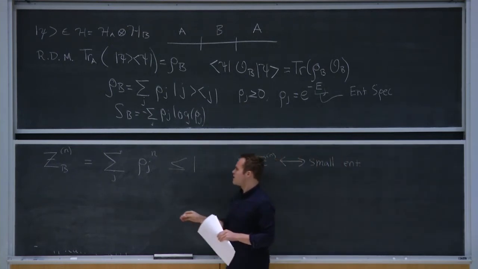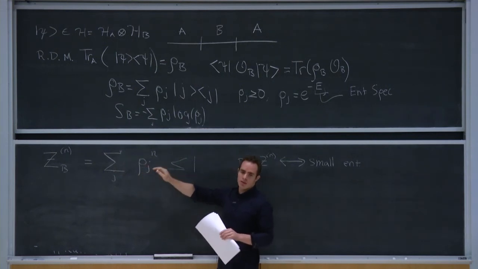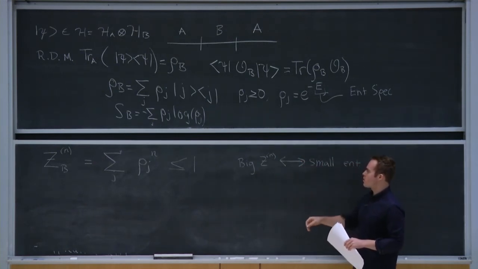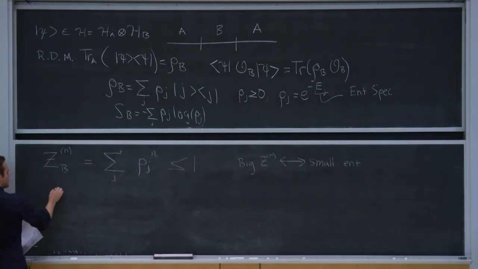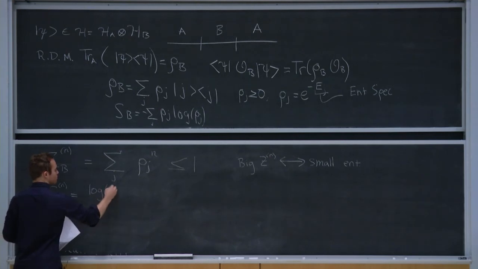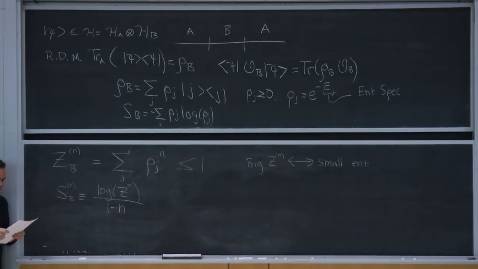And the reason is simply, in a system with a lot of entanglement, it means there's a large number of these p_j's which have non-zero weight, so they become small. And because you're taking a small number and raising it to a power, Z gets small. The relation to the Rényi entropies, just by definition, is that the nth Rényi entropy of region B is defined to be log of Z over 1 minus n. But for our purposes, it will actually be more convenient to work with Z rather than log of Z.